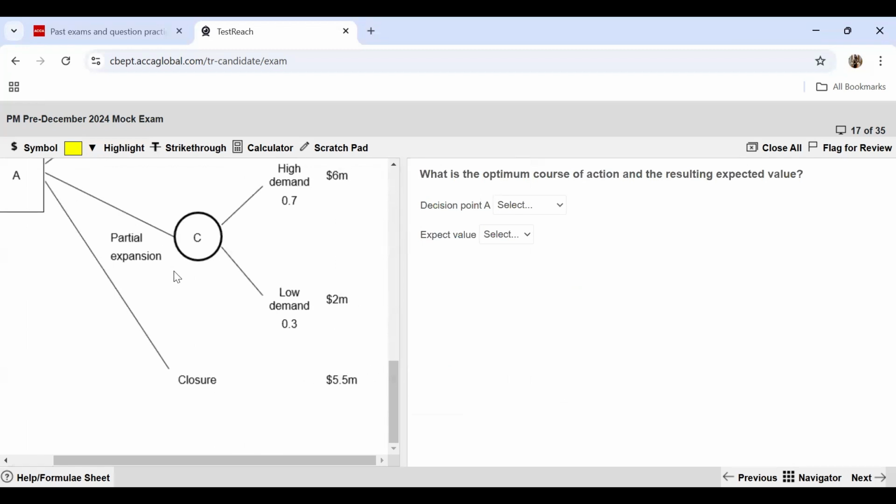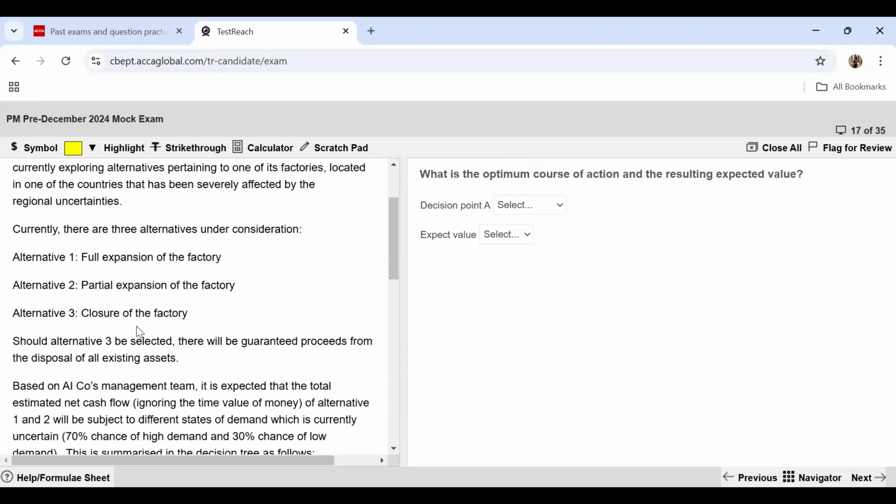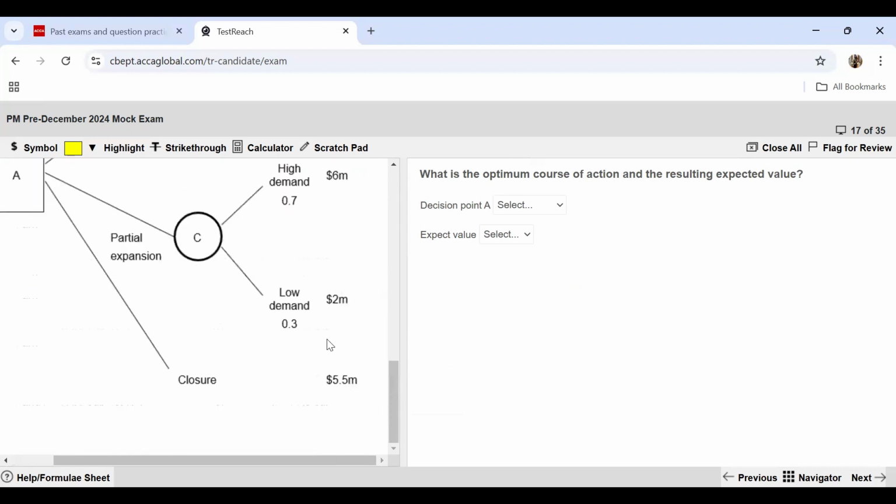Alternative 3 is closure. As you see, this was the third option, closure of the factory. So if we go for closure, we are getting 5.5 million, which if you see is higher than both of the options. One was 5.4, second was 4.8. So 5.5 is higher than both of these. That means we are going to go ahead with alternative 3. Now, the next thing that we need to select is the expected value. Now we know that we are going to get 5.5 million out of this. So we will select 5.5 million over here.